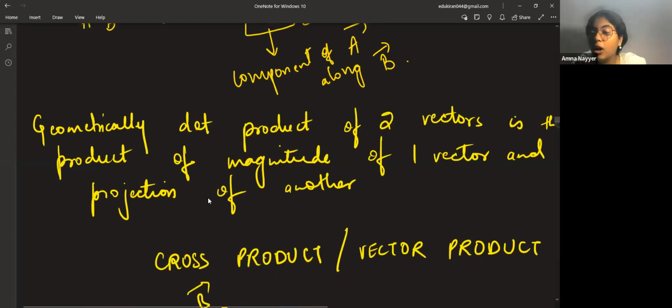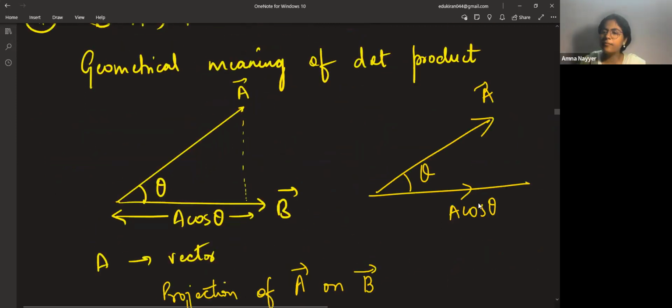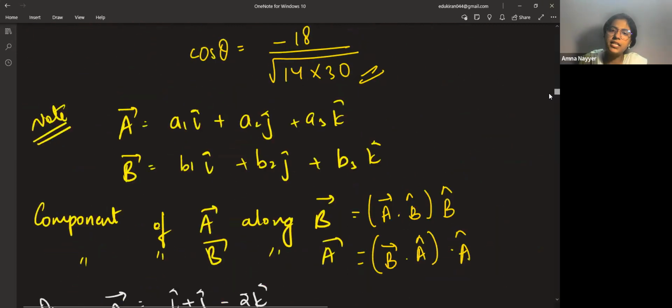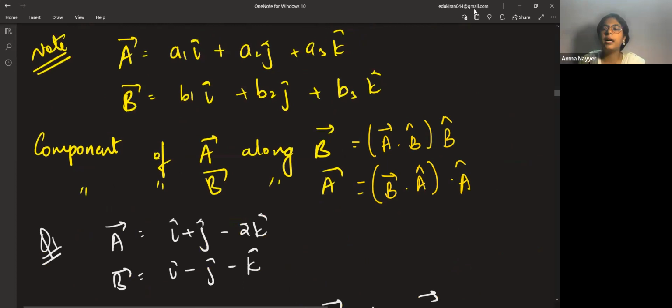So geometrically, dot product of two vectors is the product of magnitude of one vector and projection of another. See how projection is A cos theta, and the other vector was already B vector. This is just for your remembrance. Geometrical meaning and this component part is not very important, but it is included in your syllabus. So that's why we have to discuss. That's all about dot product.